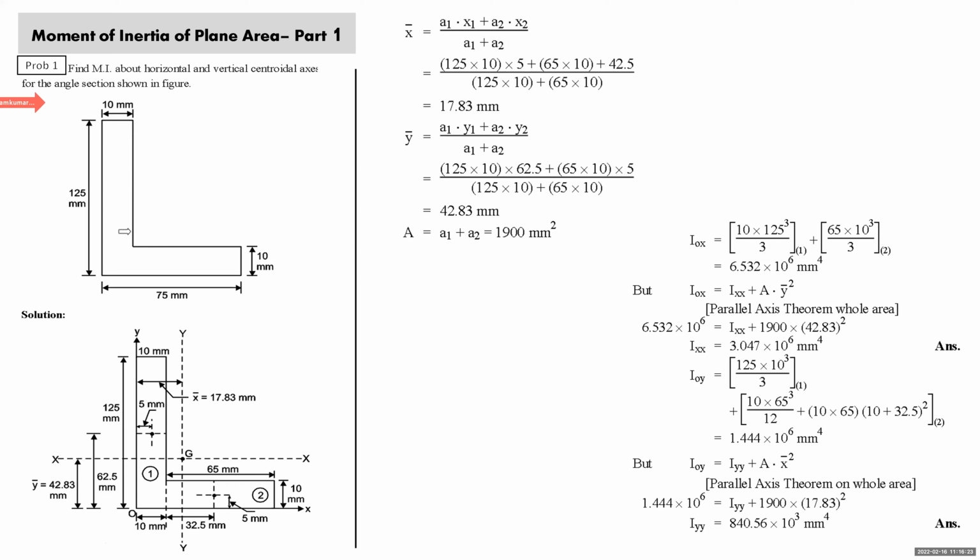Now this L-shaped section, first you have to split it into the standard components. So I'm just putting this line as dotted line here. So I'll take one component as this rectangle of 10 mm width and 125 mm.